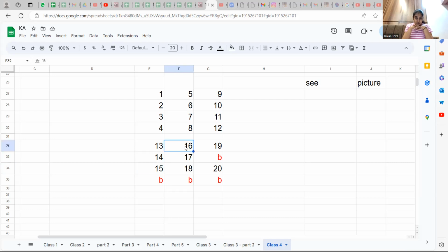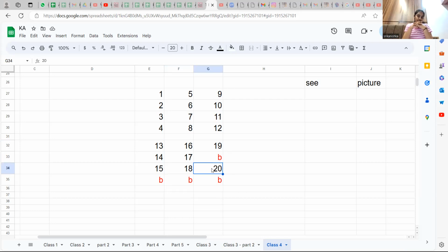From there you can move on. 16. Your picture was seen by me. Very good. Your picture was being seen by me. Very good. Your picture had been seen by me. Very nice. Your picture will be seen by me. Super. Your picture will be being seen by me.